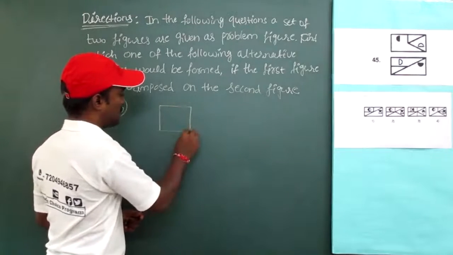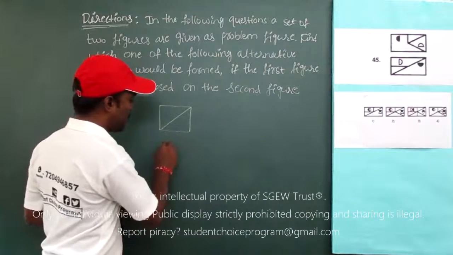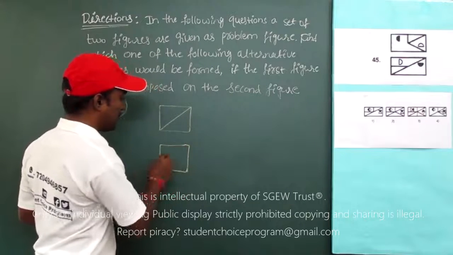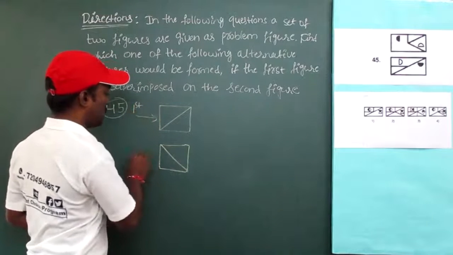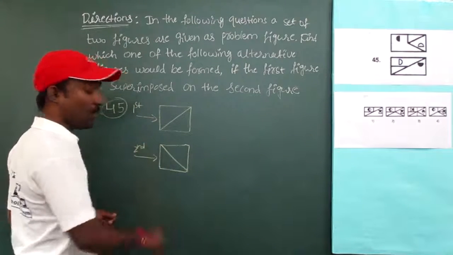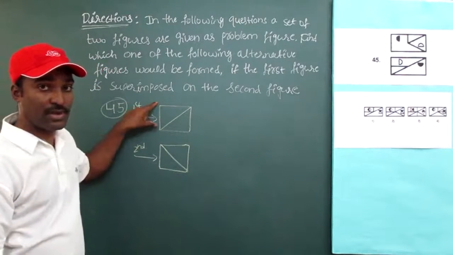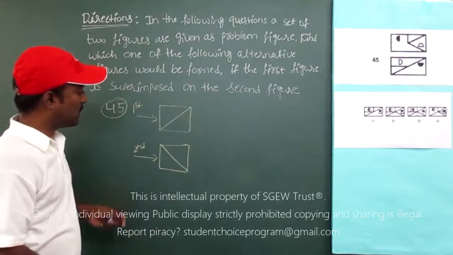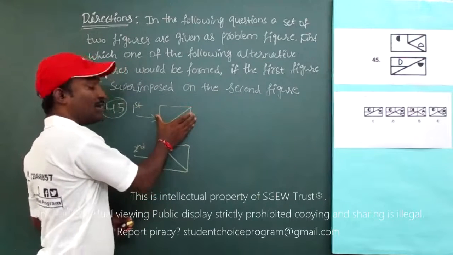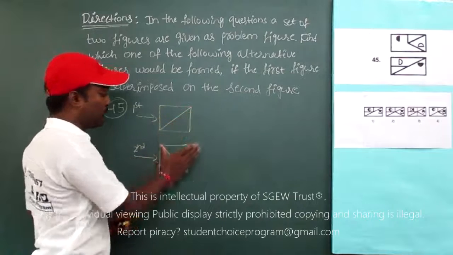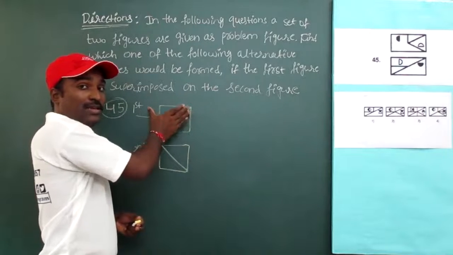I will take this as the first figure, and then I will take one more figure and call this the second figure. Now we have to superimpose this second figure on the first figure and get the superimposed figure. What is superimpose? You have to take the second figure and place it exactly on the first figure, and you will get the superimposed figure.